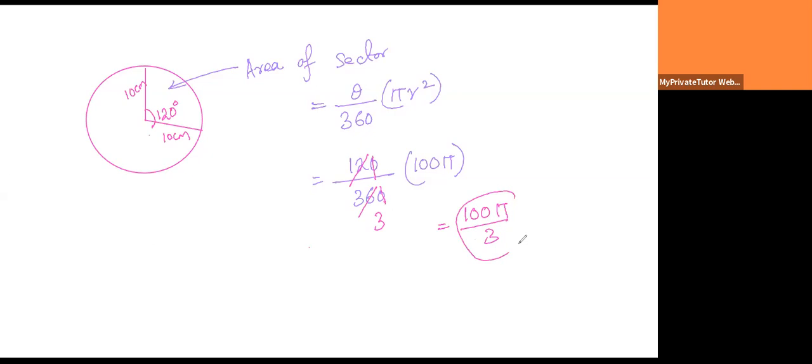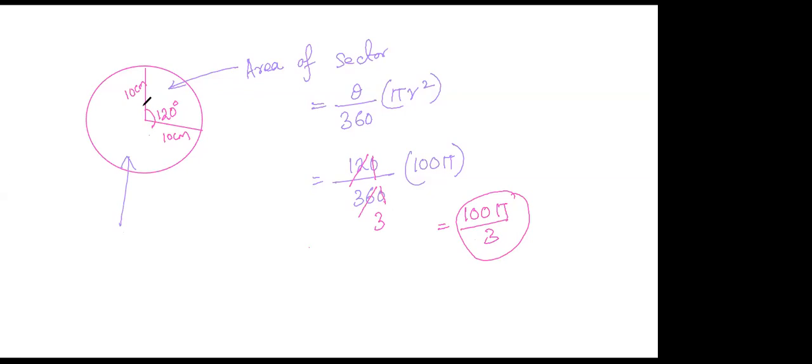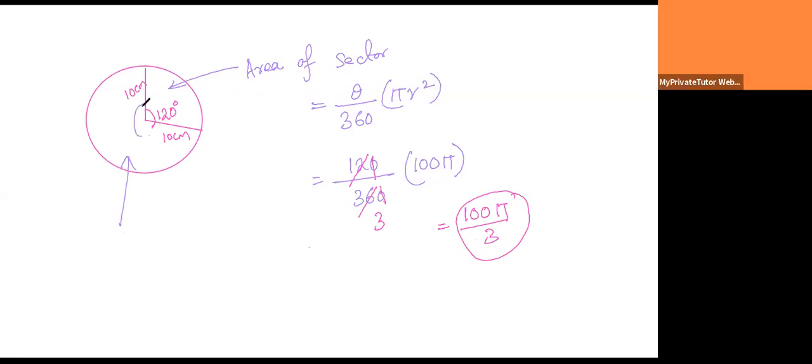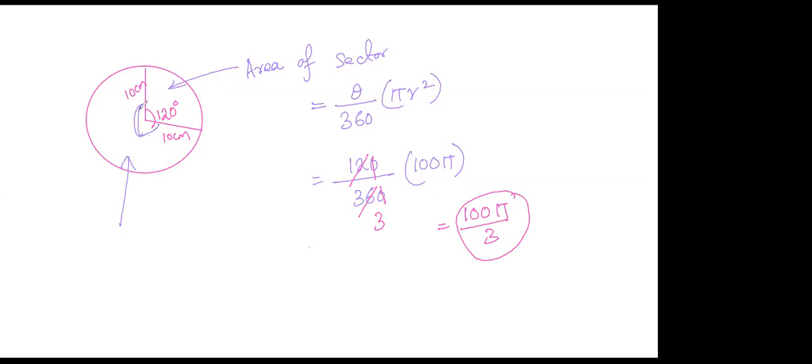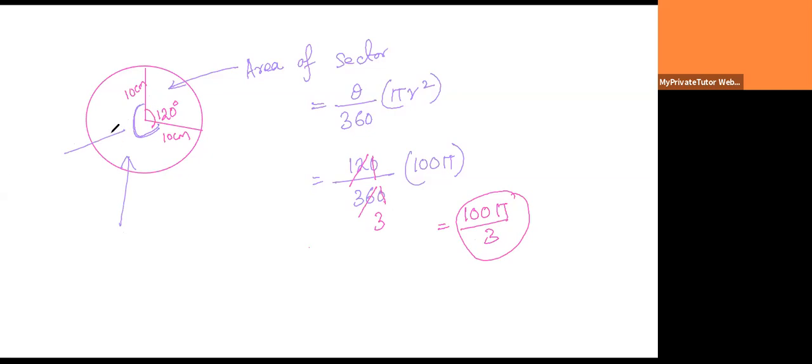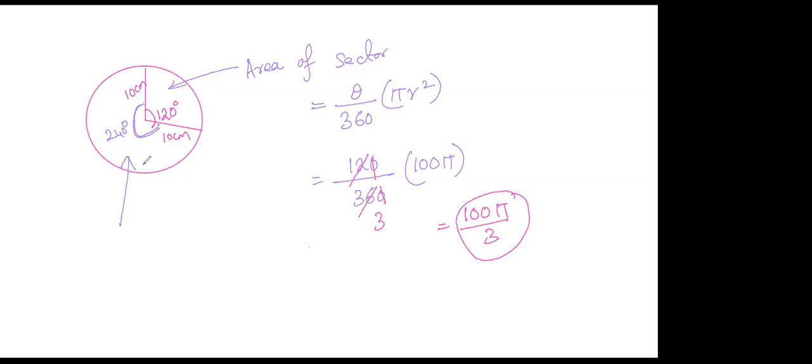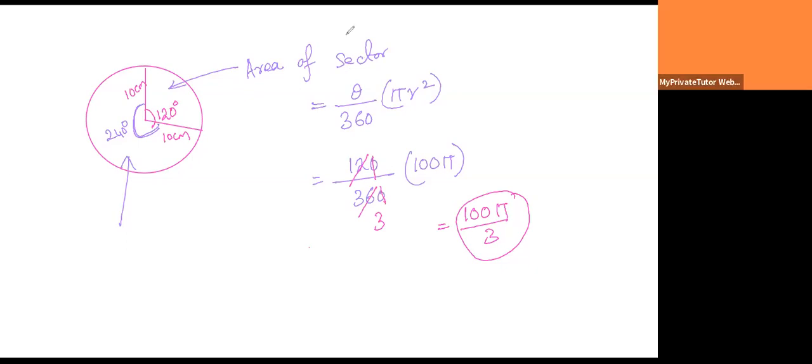If you know that, I think you know how to find the area of this one as well. If that is 120 degrees, can you please tell me what the angle is here? This one. 240. Yeah, excellent. So you can find the area of this sector as well. If you add them, we get the complete area of the circle. So a sector is the portion of an area. I hope you understand that.